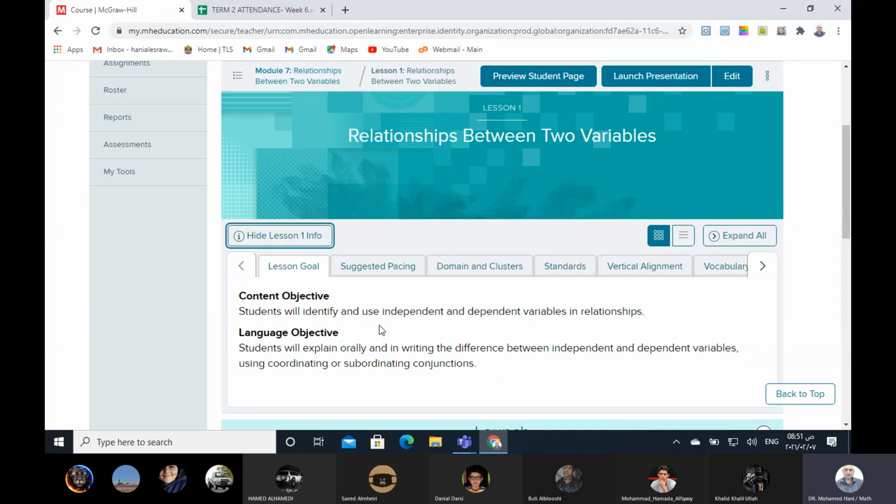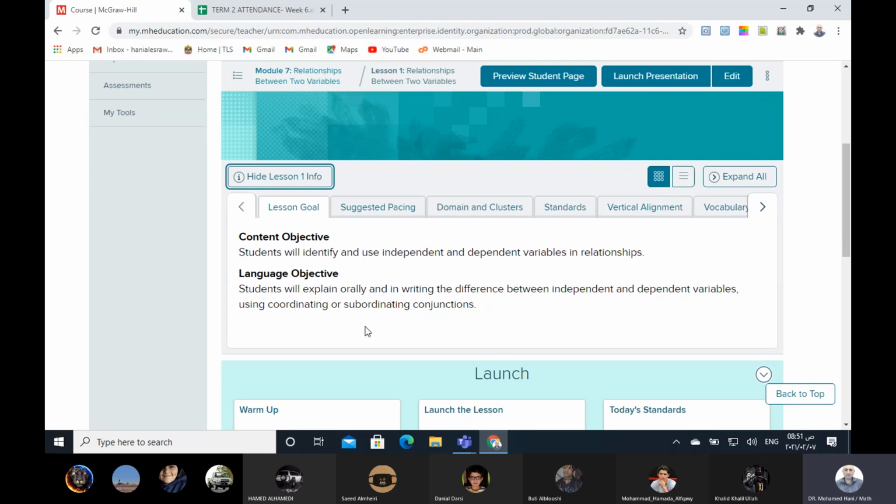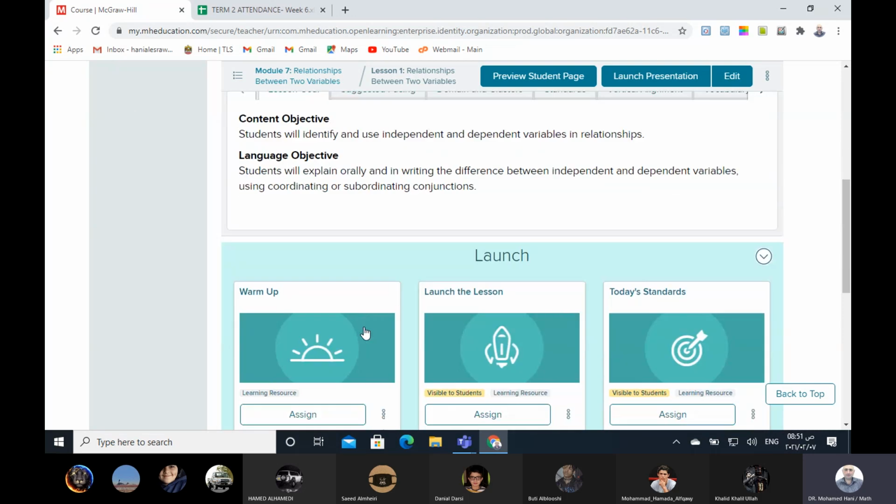Math, grade 6. We are in Module 7, relationships between two variables. Today we want to learn the first lesson: relationships between two variables. In this lesson, we want to identify and use independent and dependent variables in relationships. So we want to learn the meaning of independent and dependent variables and what the relationship is between the two variables.